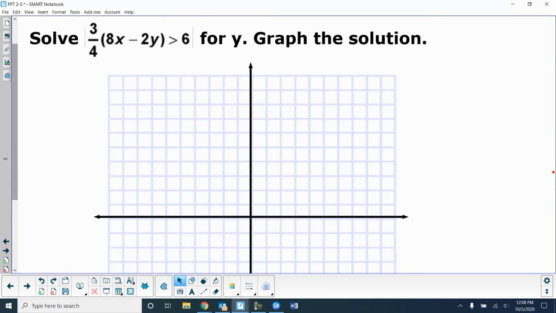But anyway, it says solve for y and graph the solution, okay? So when we solve for y, the first thing we got to do is get rid of that 3/4, right? We could distribute it, but let me show you something that would be a little easier to do. Instead of distributing it, let's just take it to the other side, that 3/4. And how do I move it to the other side? Divide it by 3/4 or multiply by its reciprocal, right? I think that'd be the easiest thing to do, is multiply both sides by the reciprocal. That way we only have to multiply 4/3 times 6, not 3/4 times both of those.